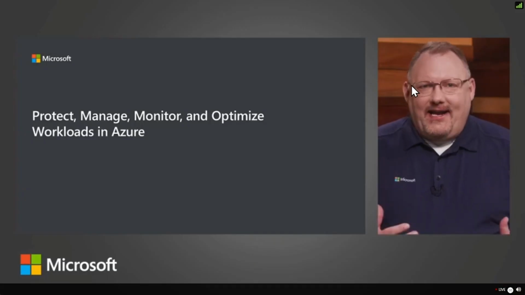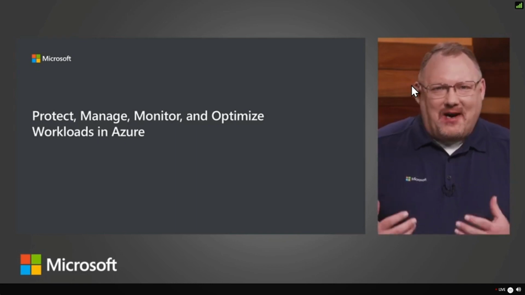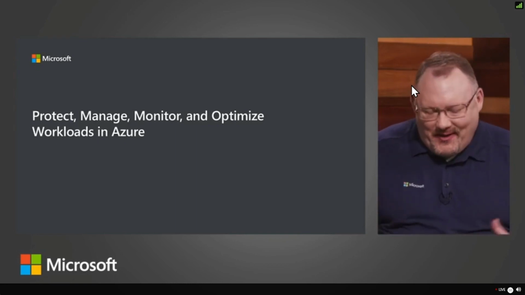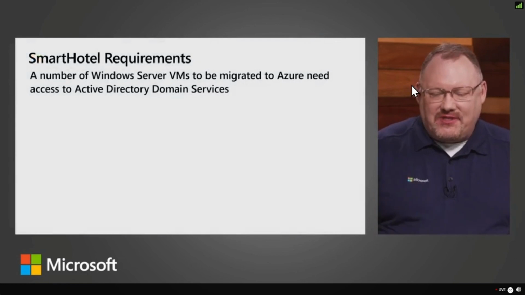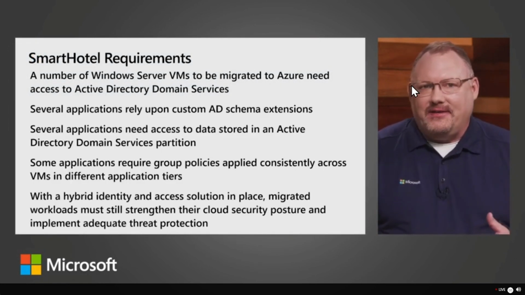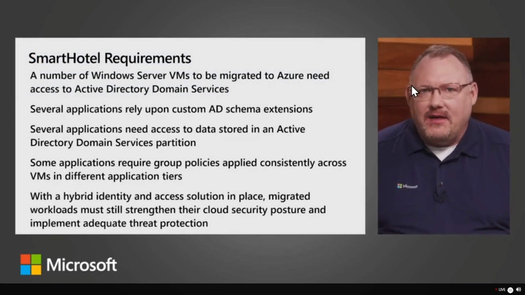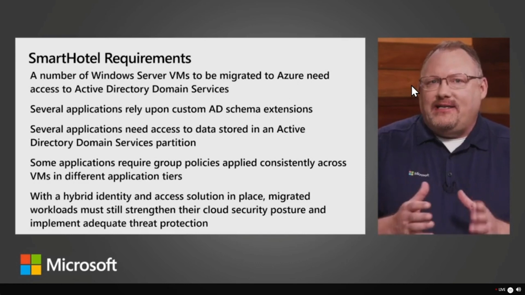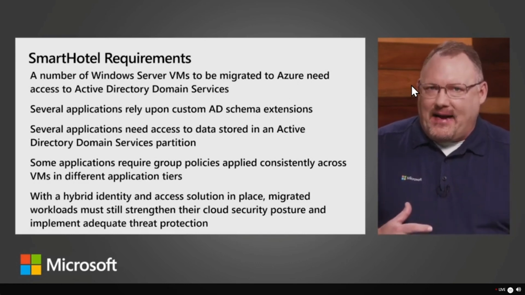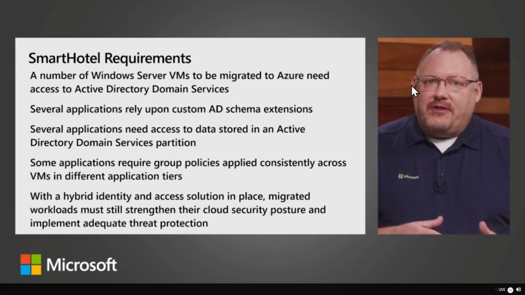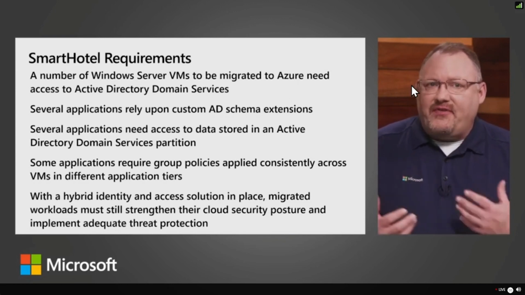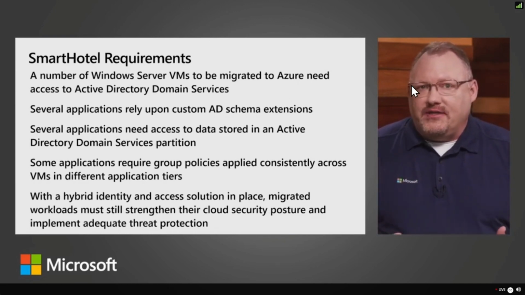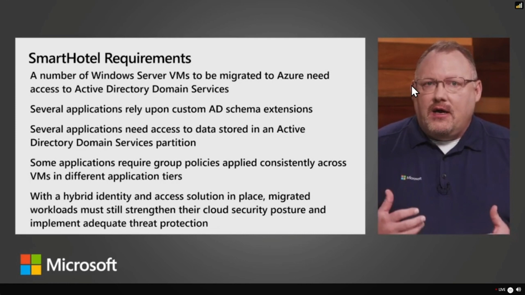So let's hop right in and talk about how to protect, manage, monitor, and optimize workloads. Our conversation, once again with Smart Hotels, is going to talk about directory. Why are we talking about identity? One of the first layers of defense is protecting your users and getting them synchronized. So we're going to talk about how we take that on-prem Active Directory Domain Services and synchronize it with Azure Active Directory, what advantages it gives us as an organization, and what choices we have when connecting that.